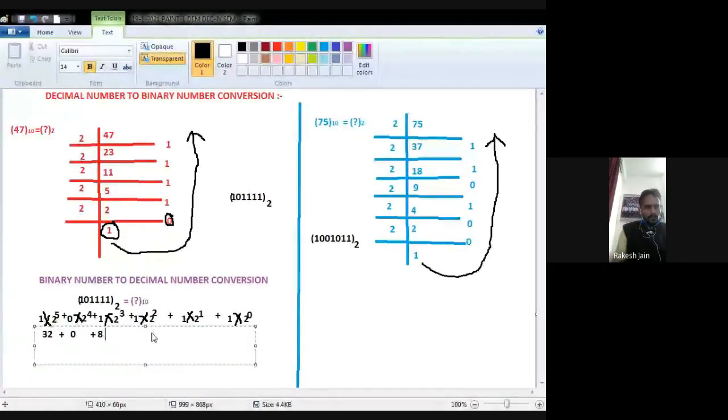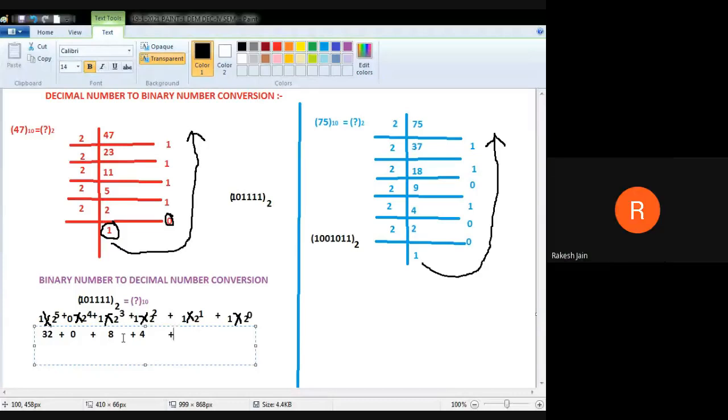Again 1 multiplied by 2 raised to the power 3. So 2 raised to the power 3 is 8. 1 multiplied by 8, that is 8. Then 1 multiplied by 2 raised to the power 2. 2 raised to the power 2 is 4. 1 multiplied by 4, that is 4. Then 1 multiplied by 2 raised to the power 1. 2 raised to the power 1 is 2.